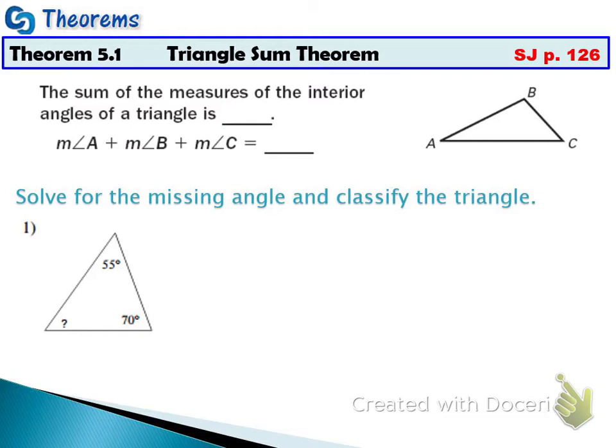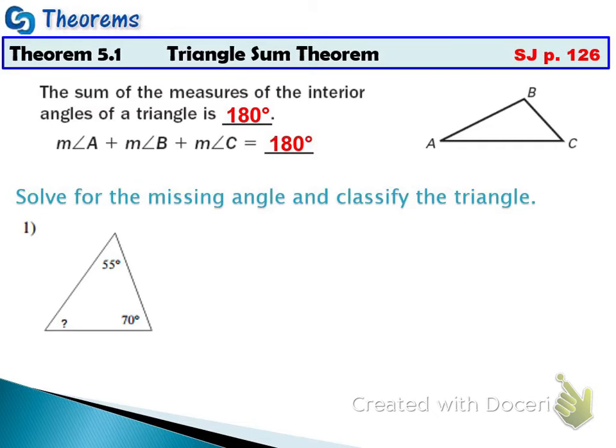The sum of the measures of the interior angles of a triangle. So sum means when you add them all together, the interior angles add up to 180. So what is your blank? 180. So that means angle A plus angle B plus angle C is 180 degrees.